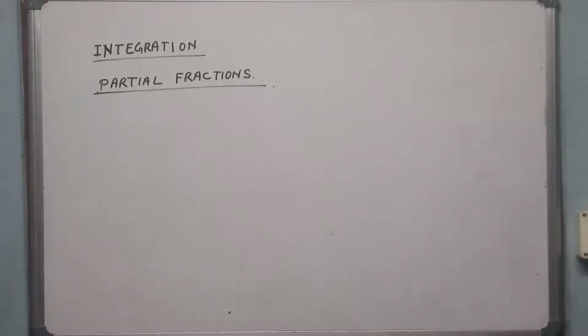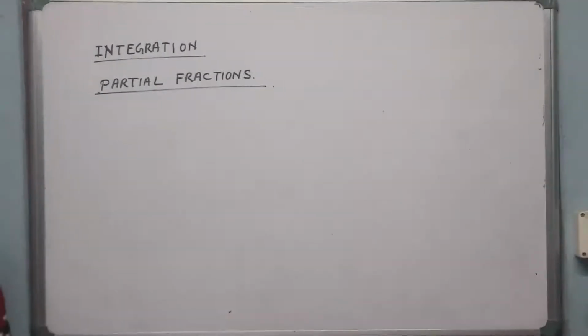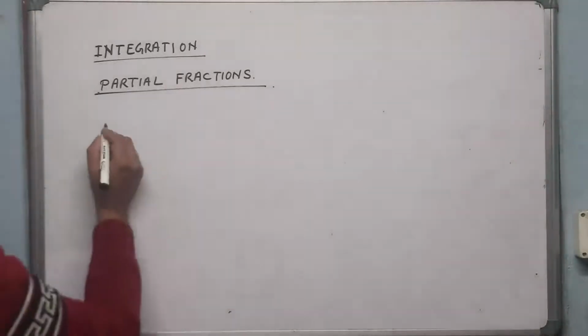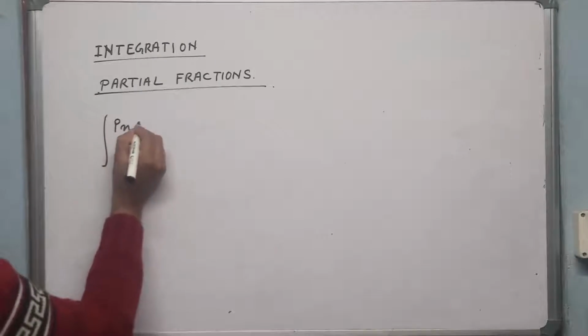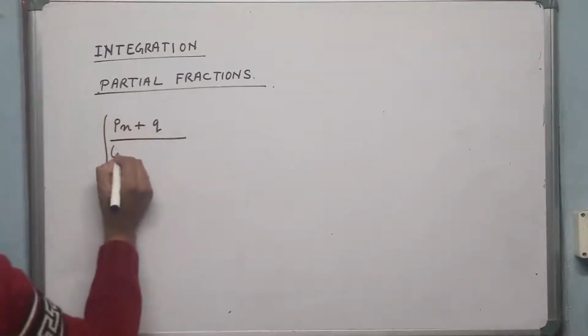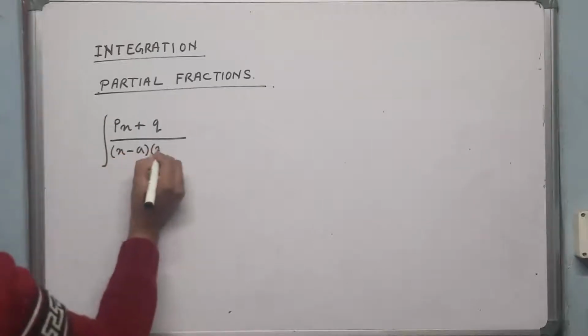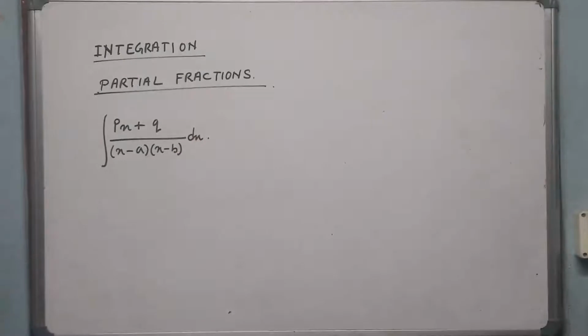Dear students of class 12, today I'm going to start integration. The chapter name is partial fractions. First, today we'll discuss the partial fraction form of the integral of (px + q) over (x minus a) into (x minus b) dx. Suppose the integral is given in this form.